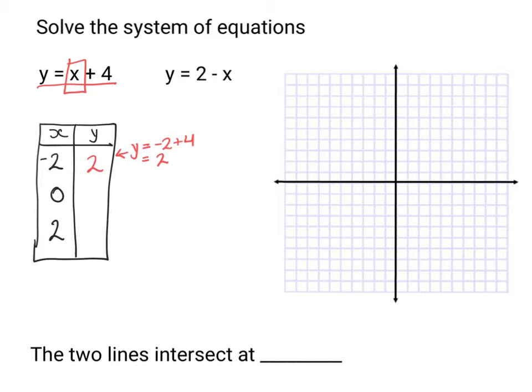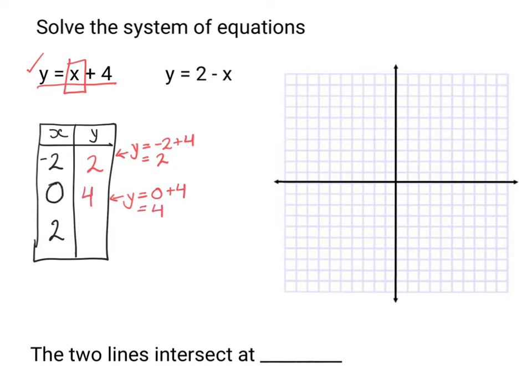Okay, moving on. Now the next Y value, again, same equation, Y is equal to X plus 4. So Y is equal to, and instead of writing X, we're going to write the 0. So it's going to be 0 plus 4. And 0 plus 4 is just 4, so let's write that down.